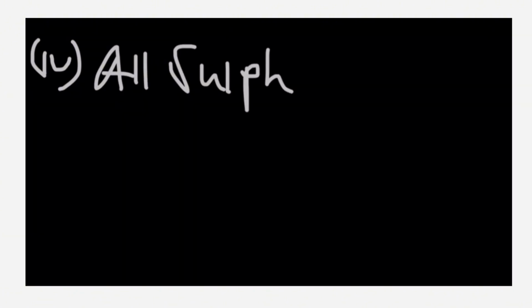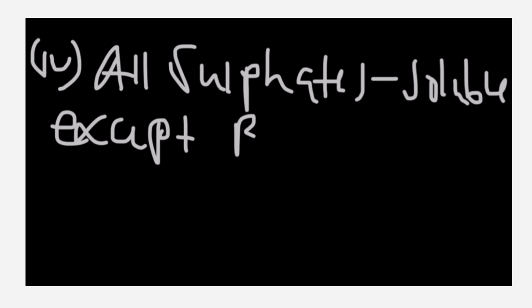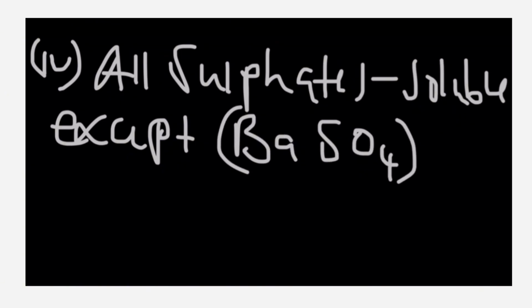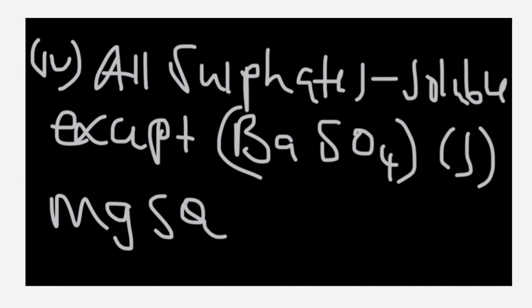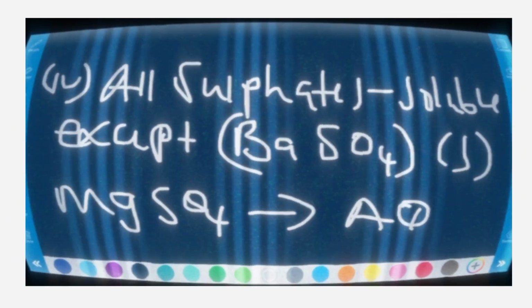The fourth solubility rule is that all sulfate salts are soluble except barium sulfate. So the only exception here is barium sulfate. It means barium sulfate will exist in what? In solid state. If, for example, I have magnesium sulfate, I expect it to be in aqueous state because all sulfate salts are what? Soluble.